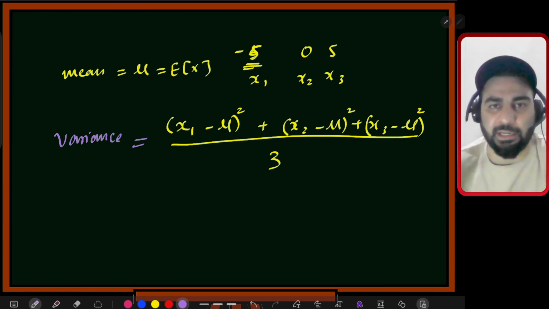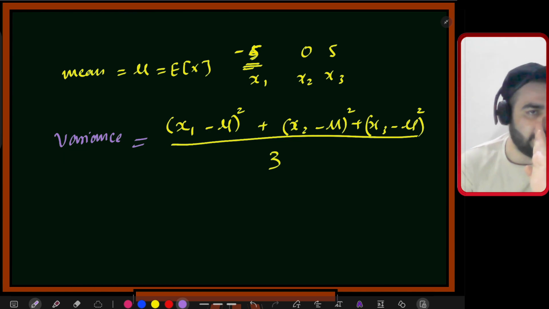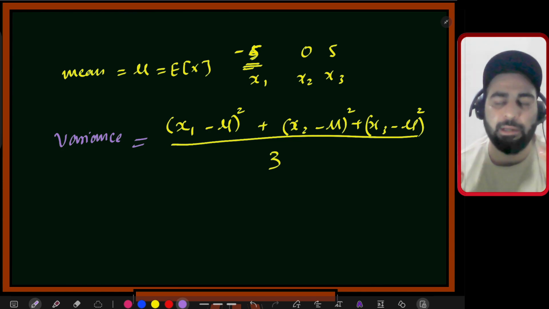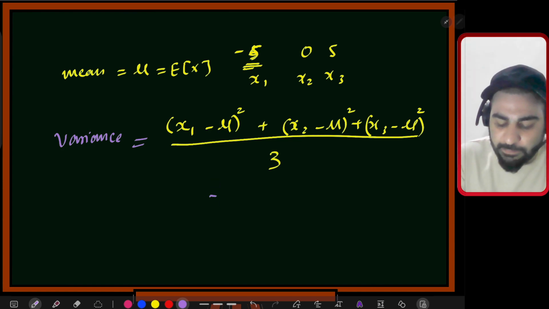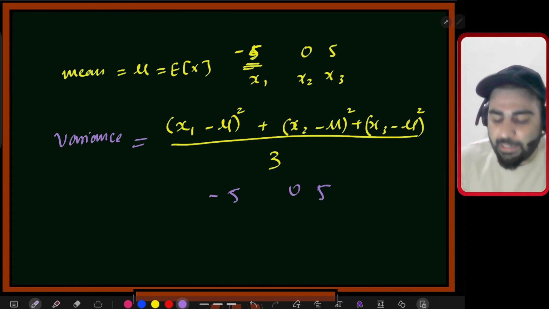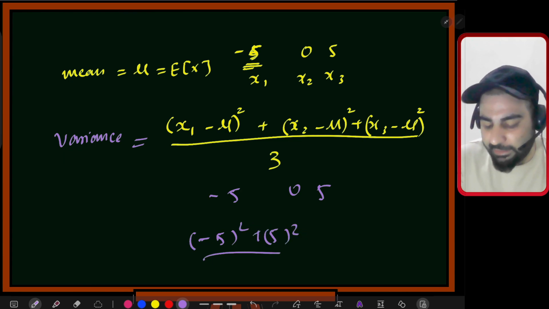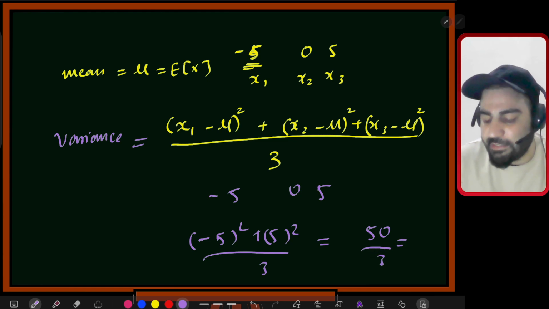Now I want to see the spread. How I saw the spread is, I took all the data points and saw how far they are from the mean value, and I took the average of that. If you have -5, 0, 5, what is the mean of these numbers? I think it's 0. So it will be (-5)² + 0² + 5² divided by 3. So you will get 50/3, that's around 16 point something.